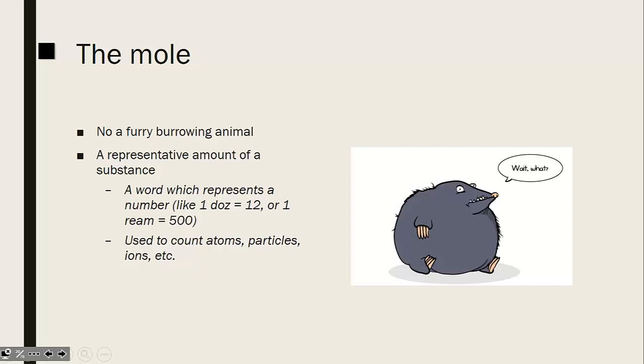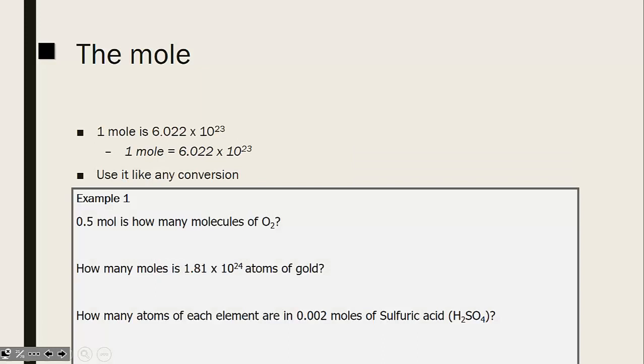We use the moles to count very, very small things, such as atoms, particles, ions, or molecules. A mole is 6 sextillion, which is an astronomically massive number. It is 6 with 23 zeros after it. So it is a huge amount. The actual number, a mole, is 6.022 times 10 to the 23rd. So if you have 6.022 times 10 to the 23rd of anything, that's like saying you have a mole of it. Much like if I had 12 eggs or 12 donuts, you would say I have a dozen of them.